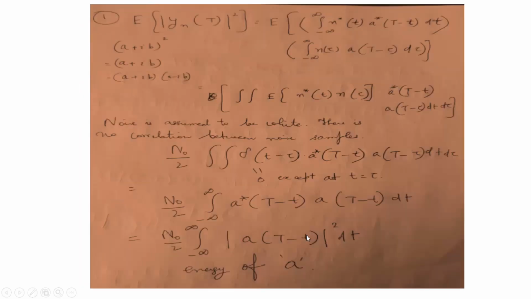And if you now look at the signal value, it is A naught integral going from minus infinity to infinity p(tau) a(t minus tau) d tau. So this is my signal component. Now how can I solve this signal power? I need to square the same factor which I was trying to describe just now. So I will square it.